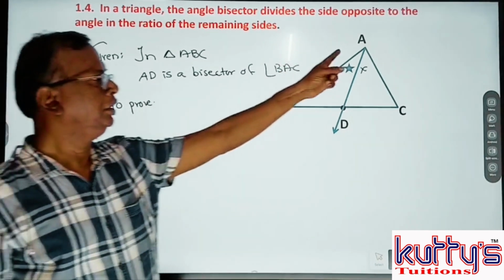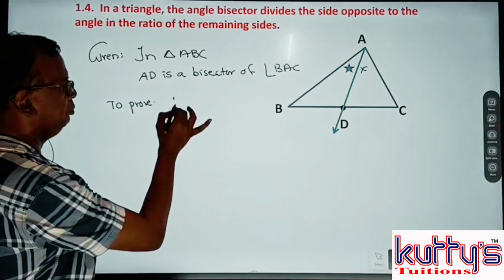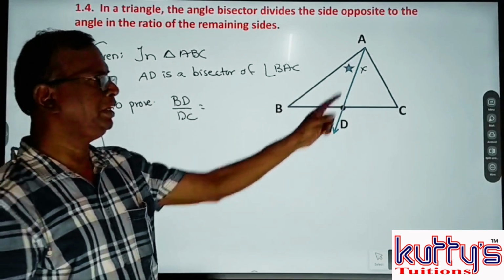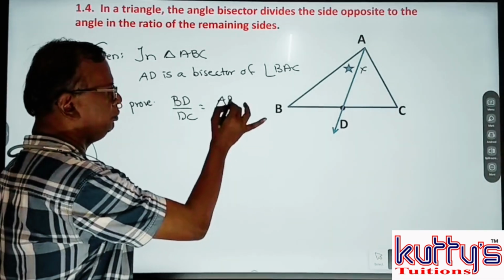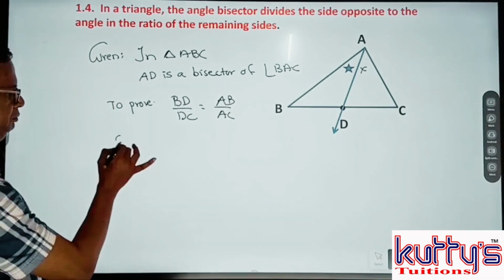Now, what does the property say? The bisector divides which side? BC. What is the ratio of this one? It will be BD upon DC is equal to the ratio of the remaining sides. That is AB upon AC. Right, students?